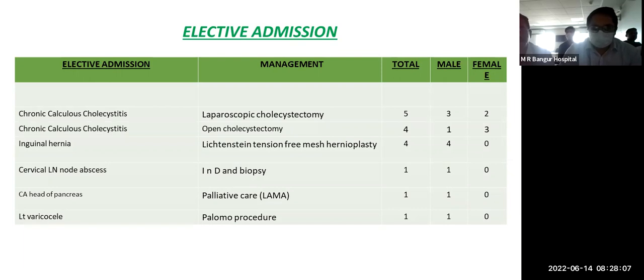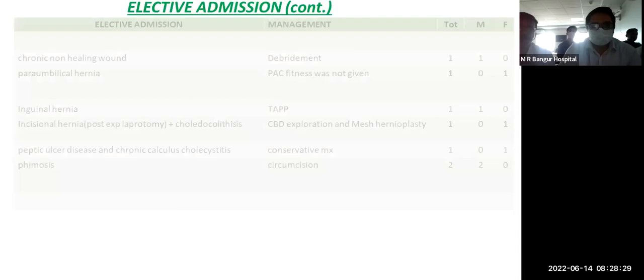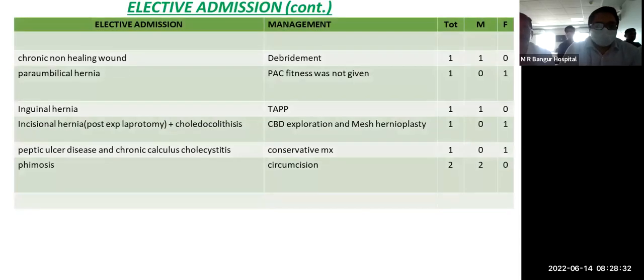Inguinal hernia, total number who underwent mesh hernioplasty were 4. Cervical lymph node abscess, 1 patient, incision and drainage and biopsy sent. CA head of pancreas, palliative care given, patient took LAMA. Left varicocele, Palomo procedure was done. Chronic non-healing wound, debridement was done. Paraumbilical hernia, fitness was not given. Inguinal hernia, TAP procedure was done.